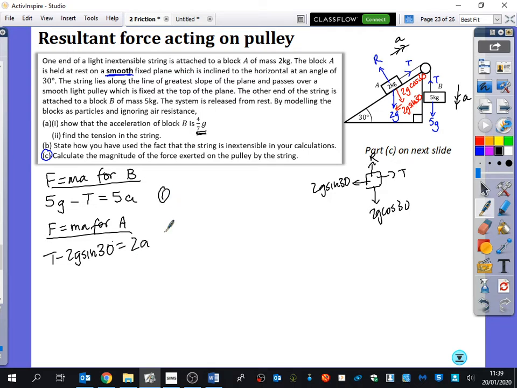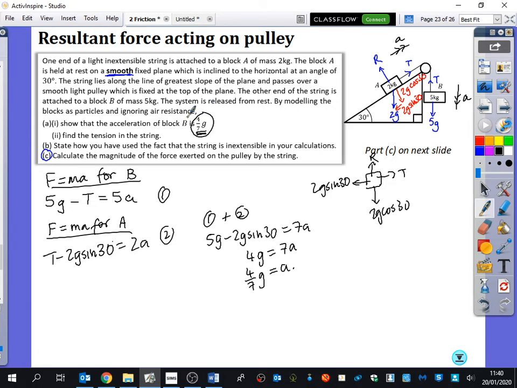So I've got equation 1 and equation 2. What am I going to do? Add them together. 1 plus 2, you get 5g minus 2g sine 30 equals 7a. What is 2g sine 30? 1g. So it's just 5g minus g, which is 4g, equals 7a. So you get 4 over 7 g is equal to a, which is what we wanted.